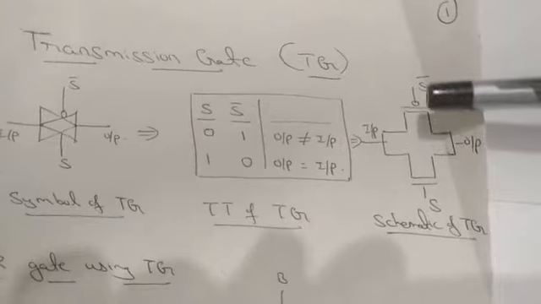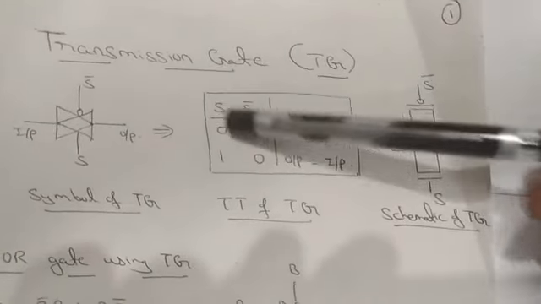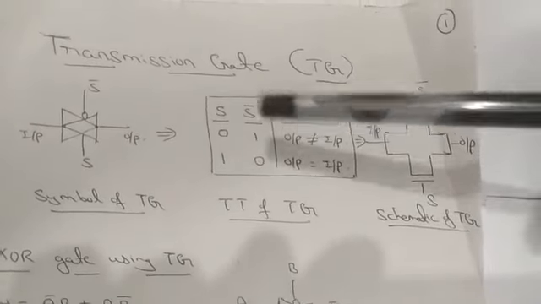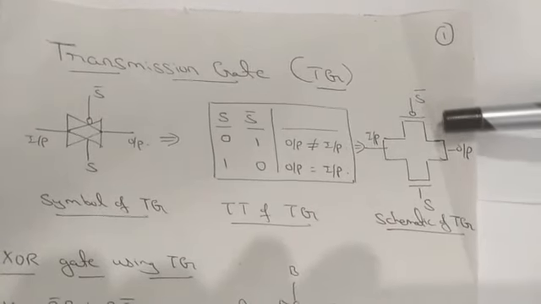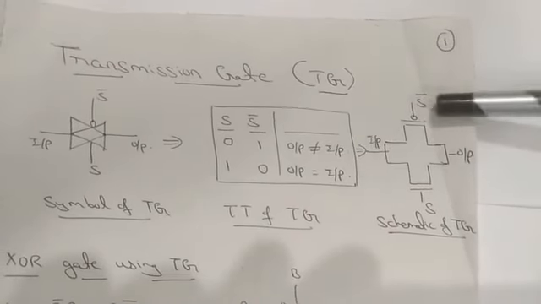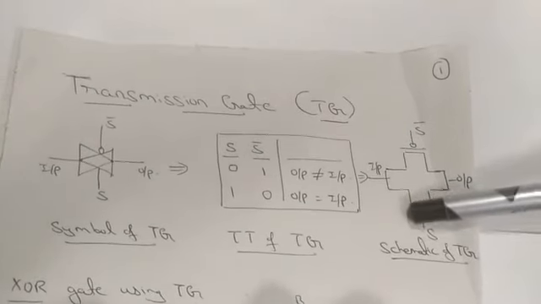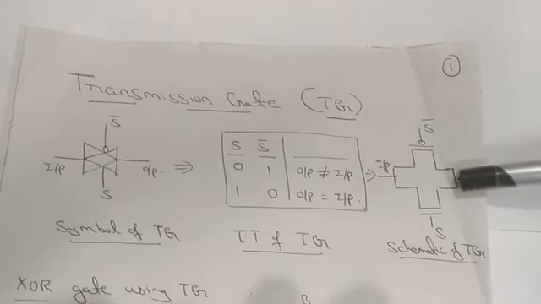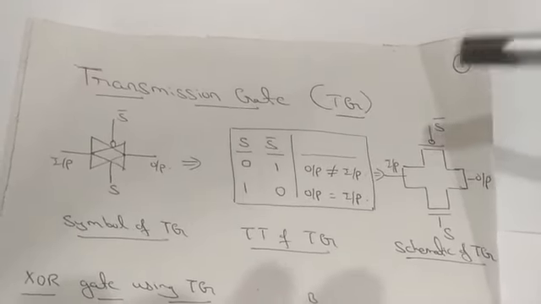This one is your schematic of your transmission gate where PFET is connected and NFET will be connected. If I consider this as a truth table, when S is equal to 0, S bar will be 1. So S bar is 1 means your PFET will be in off state as well as your NFET will be in an off state. So there will be no connection between the input as well as the output. So it might be having the previous value.